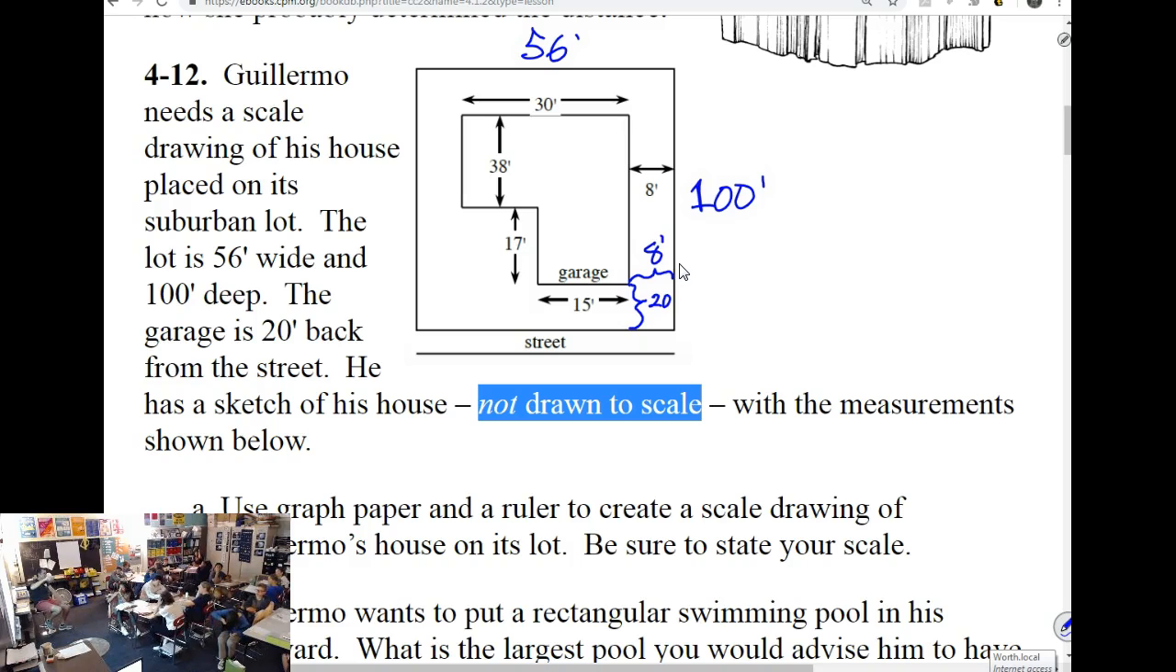To scale means shrunken down accurately. It doesn't mean the same size. It means shrunken down or enlarged accurately. Does that make sense? So at the end, you should be able to tell me one box equals some amount of feet. What your scale is going to be is that every box on your paper, like one unit, is some amount of feet. If you made it 1-to-1, you need 100 boxes by 56 boxes. Right? But I don't think that's a good idea.